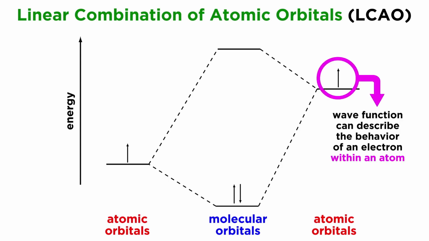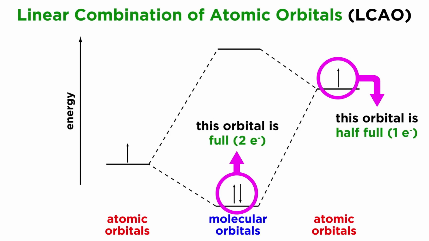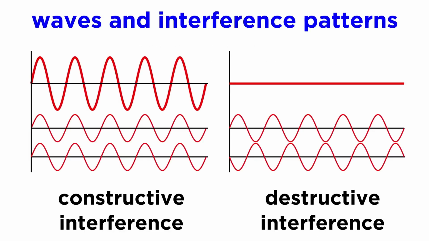Just the way the wave function describes the behavior of an electron within an atom, molecular orbitals describe the behavior of an electron within a molecule. And just like atomic orbitals, they are filled when they contain two electrons of opposite spin. This theory requires that we strongly consider the wave nature of the electron. In the classical physics series, we talked a lot about waves and interference patterns. So to get the full picture of wave behavior in order to better understand molecular orbitals, check out this tutorial now.